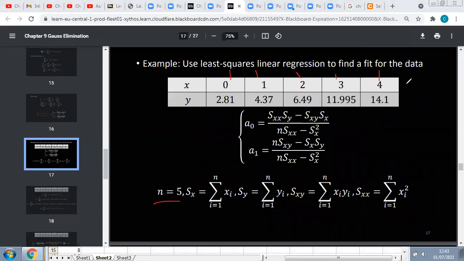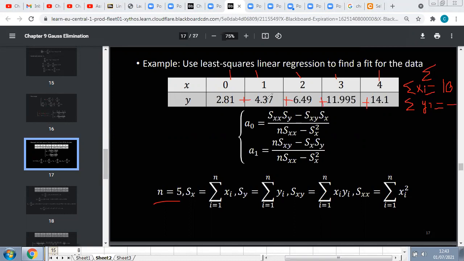Then I add a column, which is the summation. My first row, I do summation of xi. So summation of xi will be 0 plus 1, 1, plus 2, 3, plus 3, 6, plus 4, 10. So I get sum of xi. Then I do now summation of yi. So I do 2.81 plus 4.37 plus 6.49 plus 11.995 plus 14.1. I get the result here.